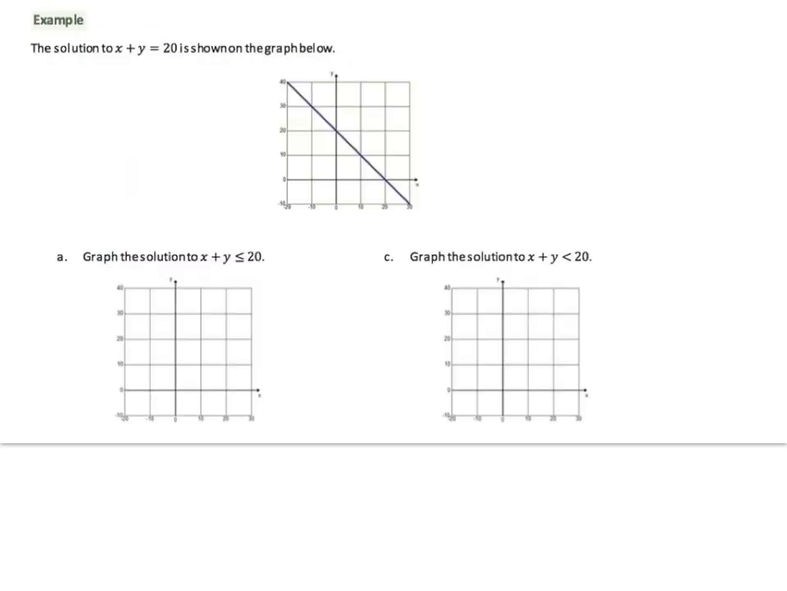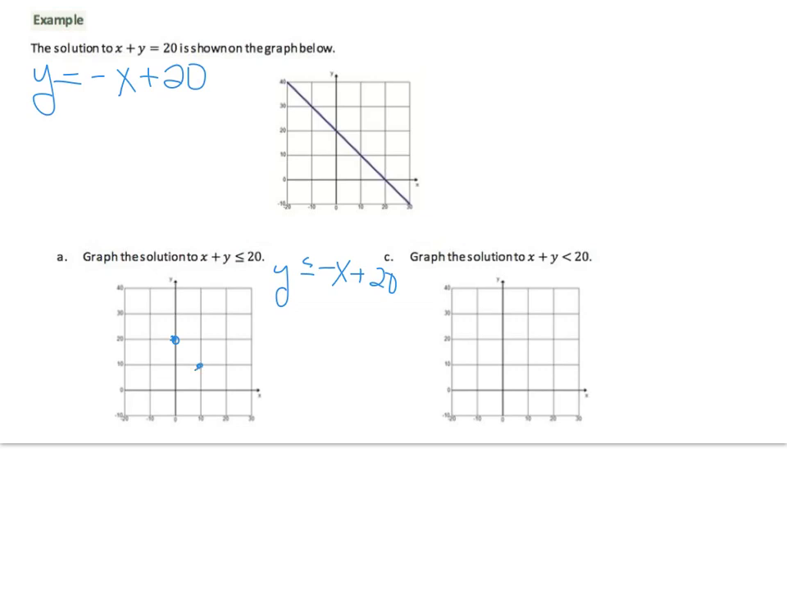All right. The solution x plus y equals 20 is shown on the graph below. You can put that in slope-intercept form by solving for y. Graph the solution to x plus y is less than or equal to 20, and I'm still putting it in slope-intercept form. Subtract x. So I have my y-intercept, which is up at 20. This goes by tens right there. My slope of negative 1.